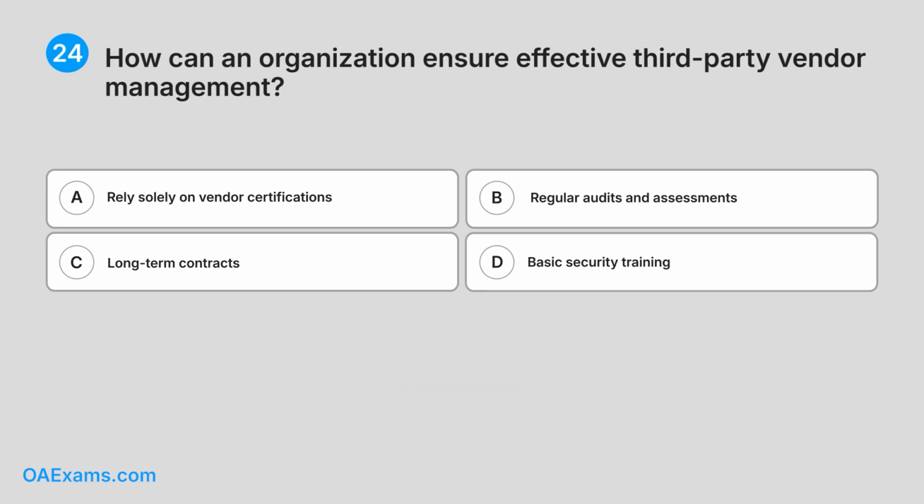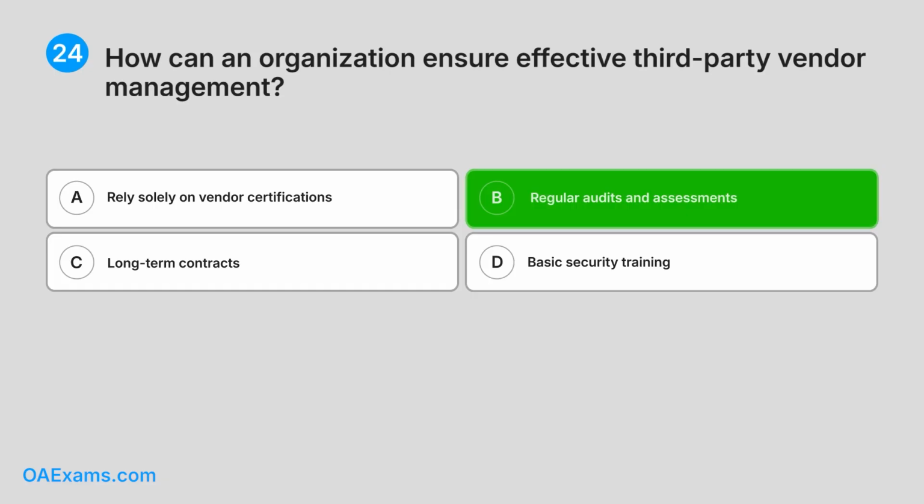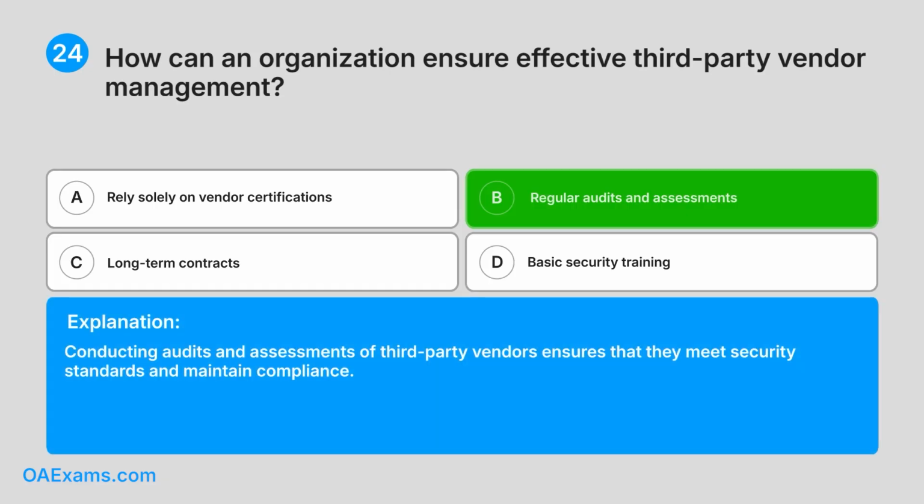Correct answer. B. Regular audits and assessments. Explanation. Conducting audits and assessments of third-party vendors ensures that they meet security standards and maintain compliance.